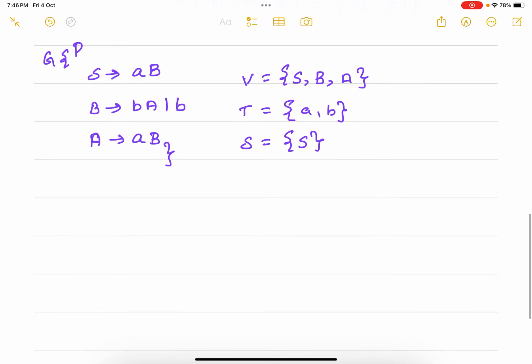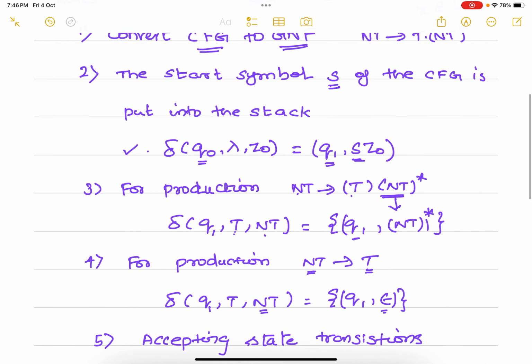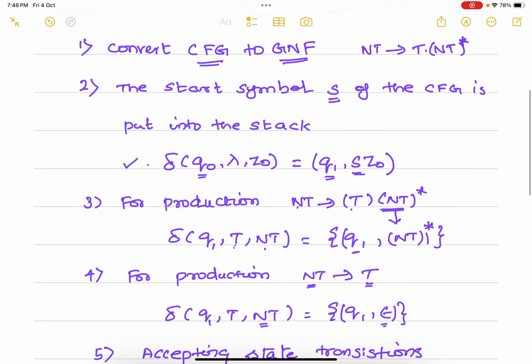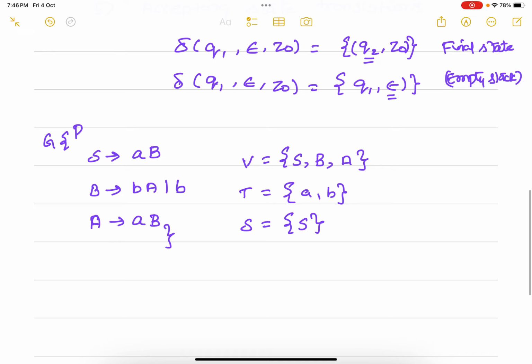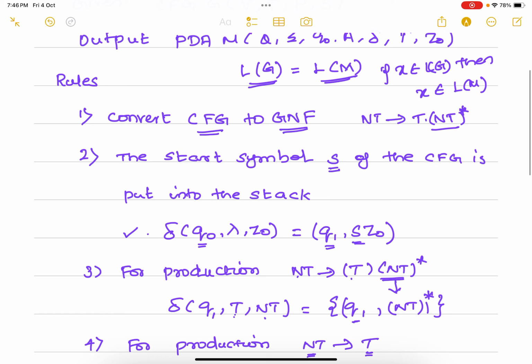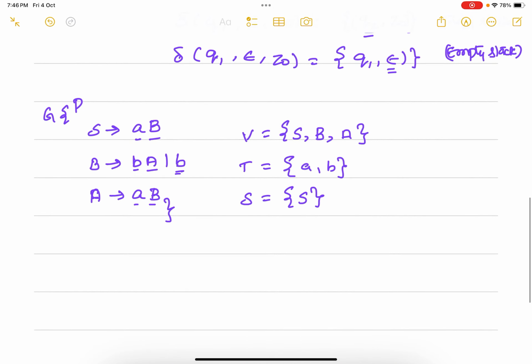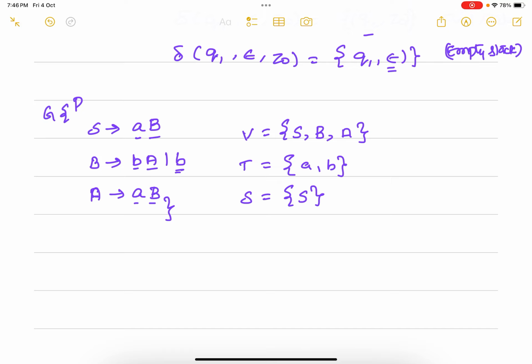So we will first include the start symbol production. It should be in Greibach normal form, so we'll check whether it is in Greibach normal form. Yes, it is. Terminal followed by non-terminal, terminal followed by non-terminal, terminal followed by non-terminal. A single terminal is also allowed. Zero or more occurrences of non-terminals is what Greibach normal form is. So the given grammar is already in Greibach normal form.